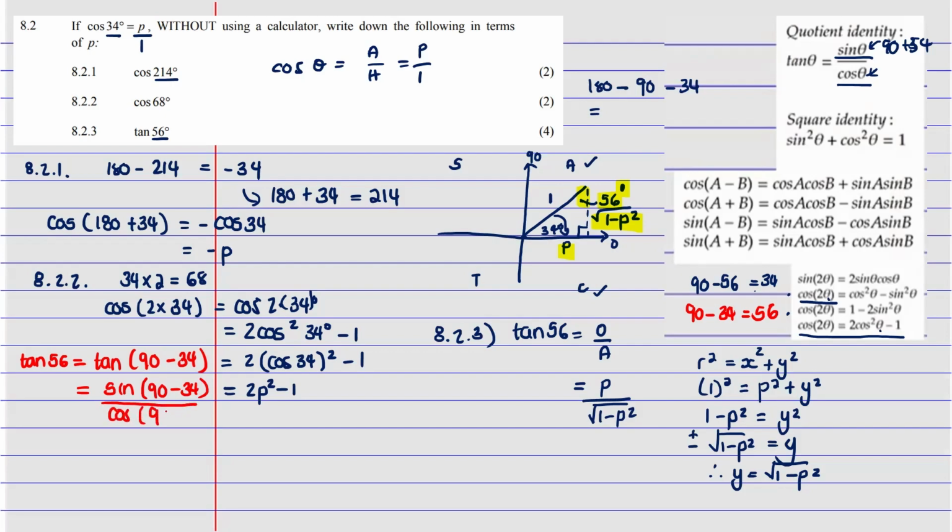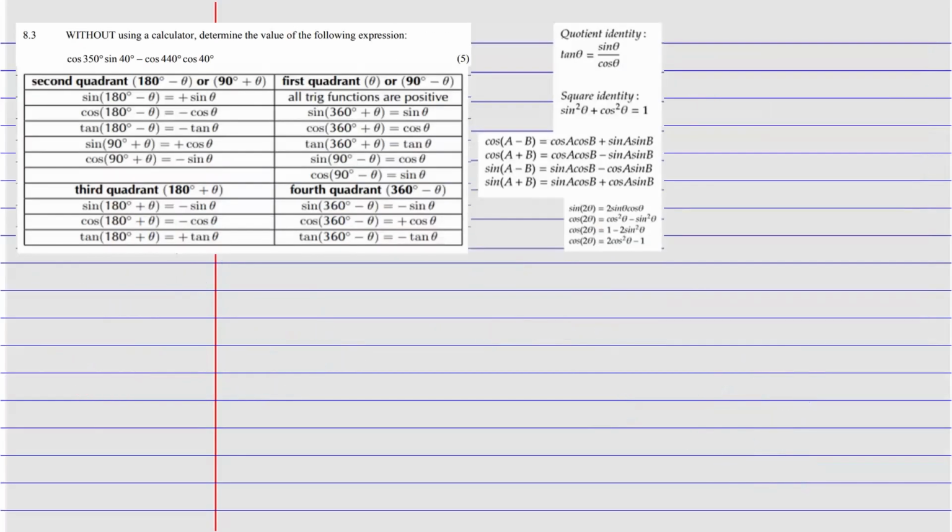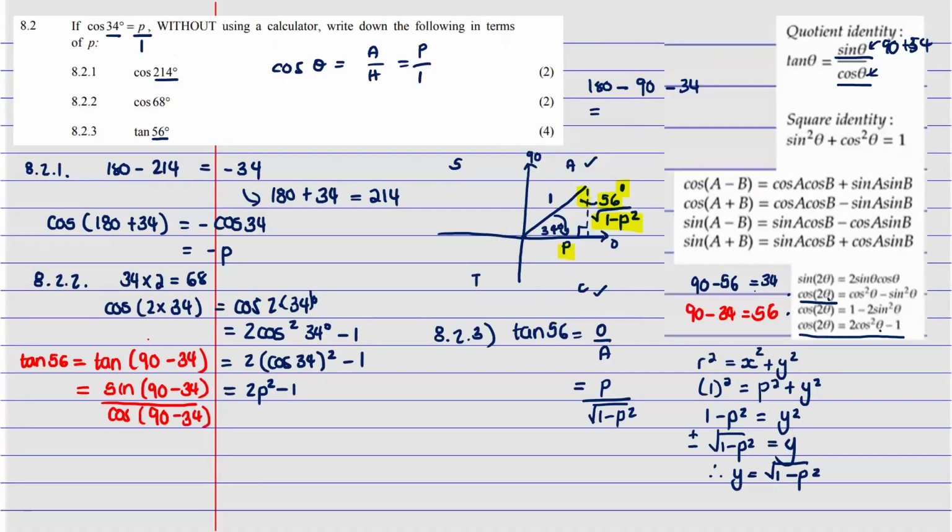Then it's going to be 90 minus 34, right? So I'm just going to use this one, using this reduction so that you can see what I'm doing. Do you see the fact that 90 minus is in the first quadrant? So 90 minus theta becomes cos, and cos of 90 minus becomes sine. They're just going to change. So this is going to be the same as cos 34.